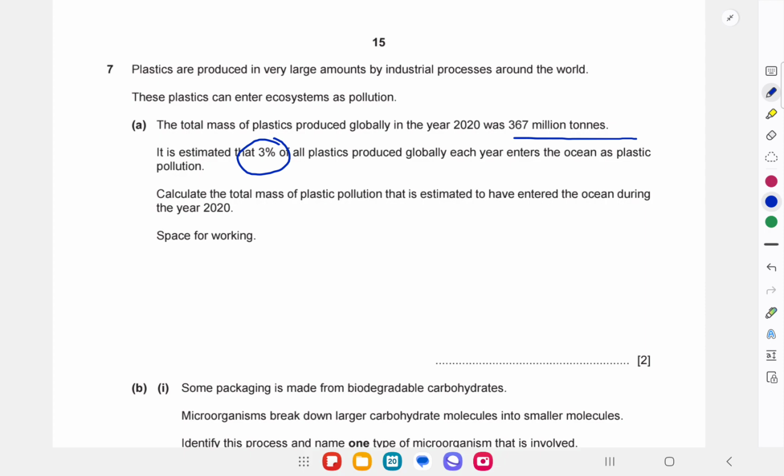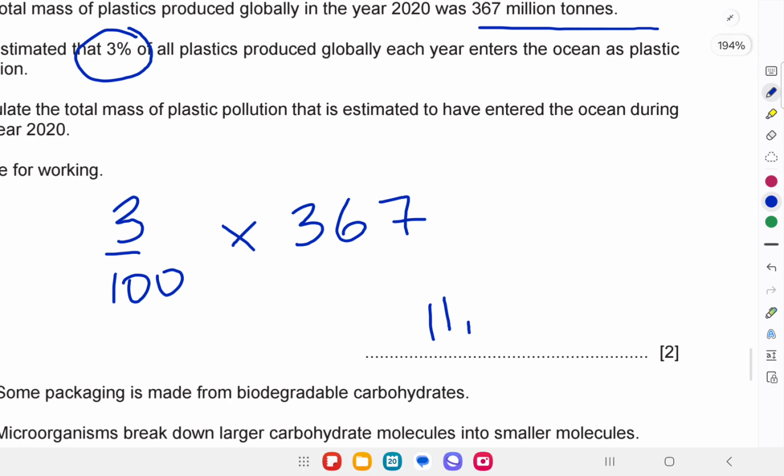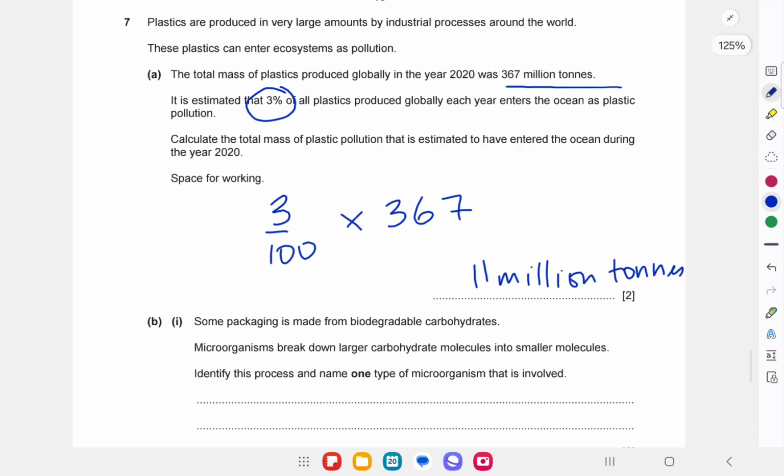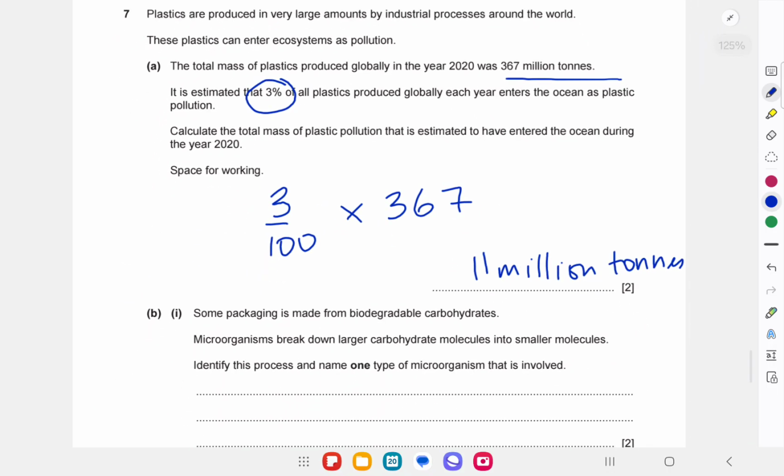So you have to calculate 3% of 367 million. So what you will do is simply do this and you'll get the answer 11 million tons. Don't forget the million. Okay, so there is one mark for 11 and the other mark is for million tons.